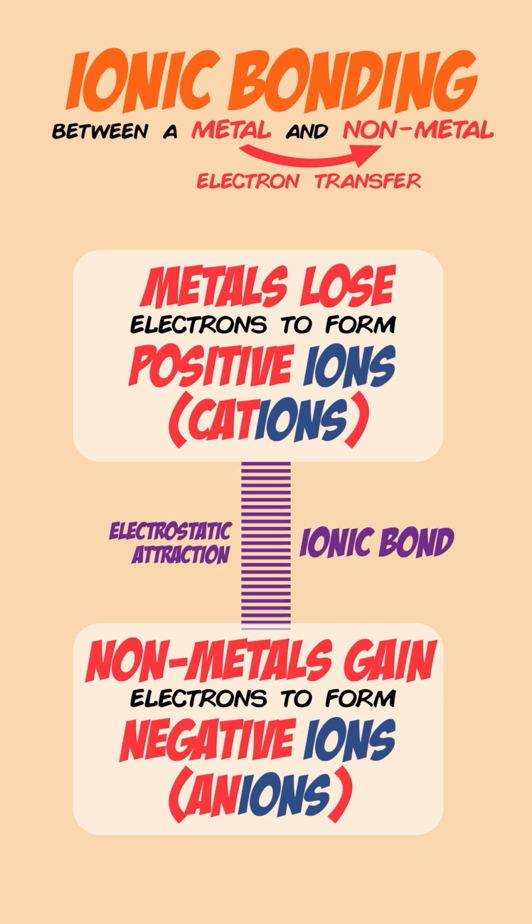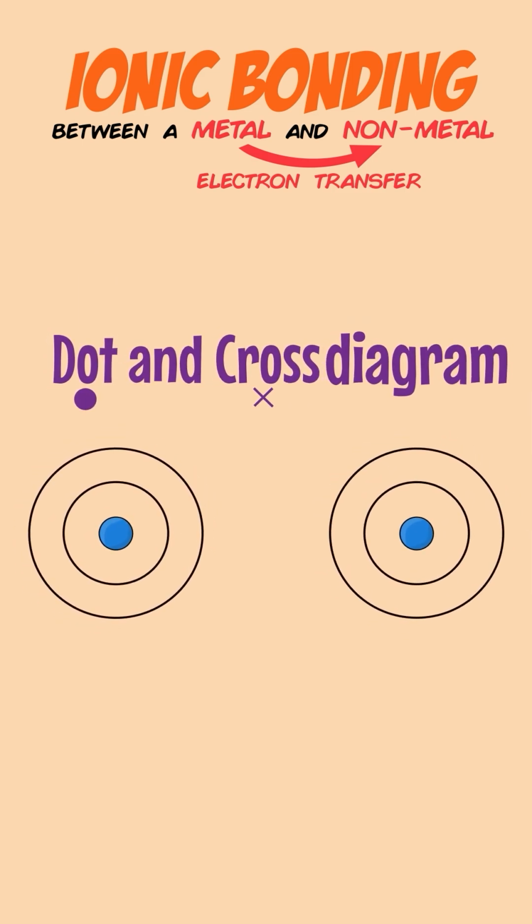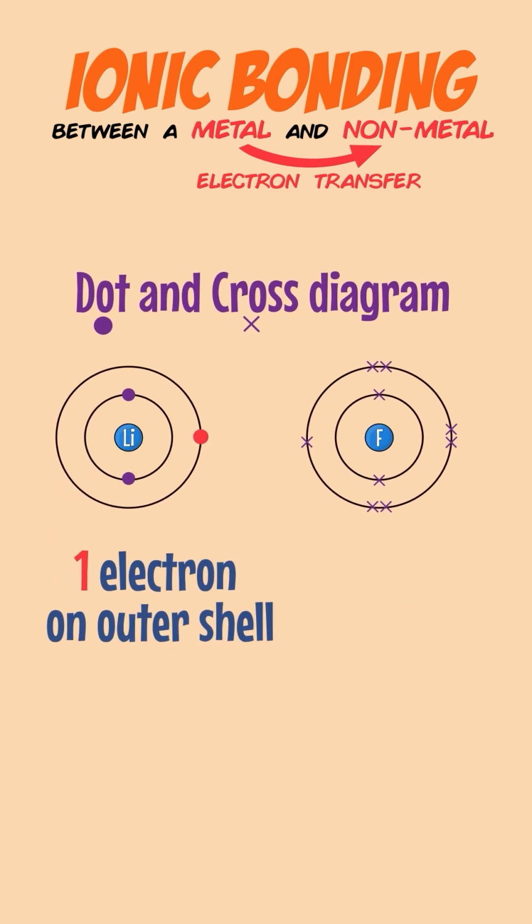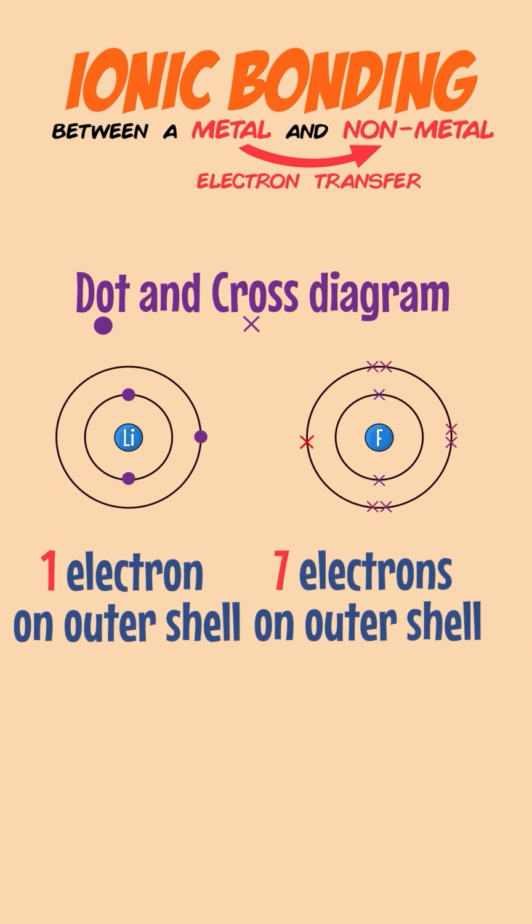You can represent ionic bonds using dot and cross diagrams. These represent the arrangement of electrons in atoms or ions where each electron is symbolized by a dot or cross. So as an example, let's look at lithium fluoride. Lithium has 1 outer shell electron and fluorine has 7.